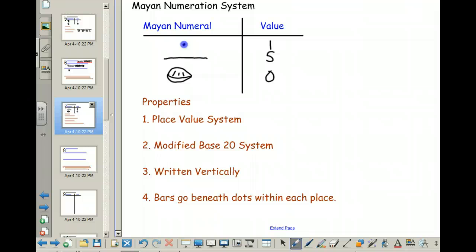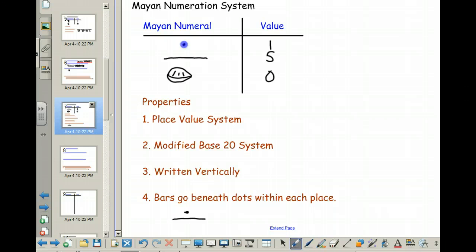Just like our lowest value is on the right, and our highest value is on the left. Everybody with me? I think I just said it backwards. Good. I'm going to turn around. Our lowest value is on the right, and our highest value is on the left. Is that what I said? So for the Mayan, the lowest value is on the bottom, the highest value is on the top. And they put the bars underneath the dots in each placeholder. So for instance, if they wanted to represent the number 6, they would put a bar and a dot on top of it. So the dots go on top of the bars. Okay, so those are some features of their system.